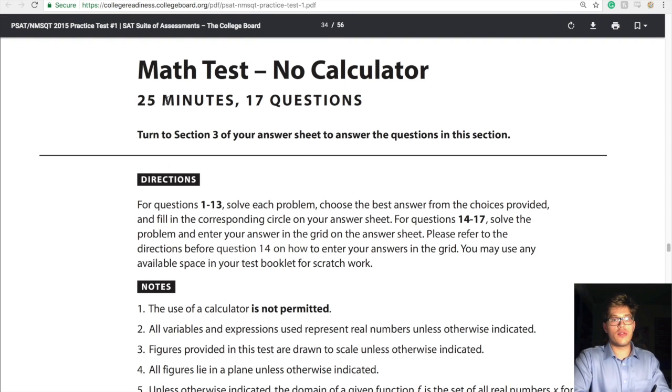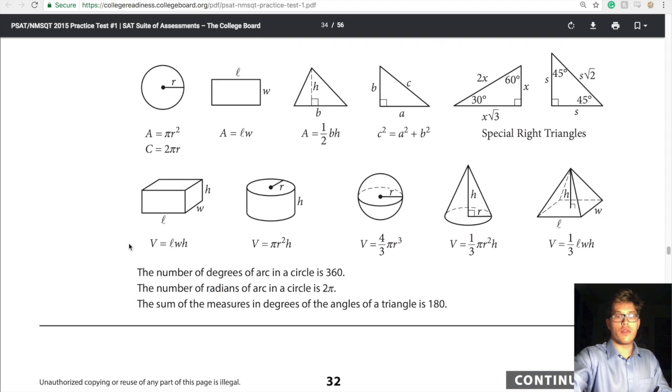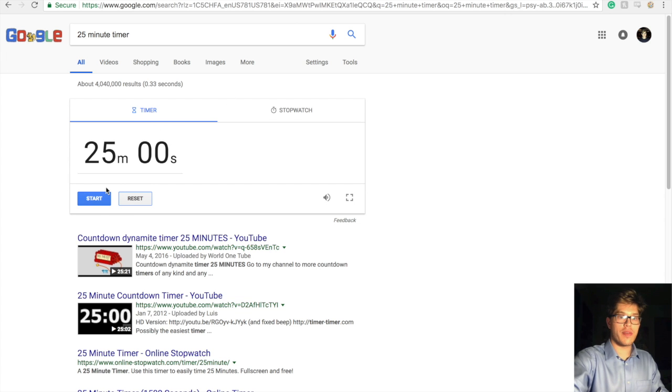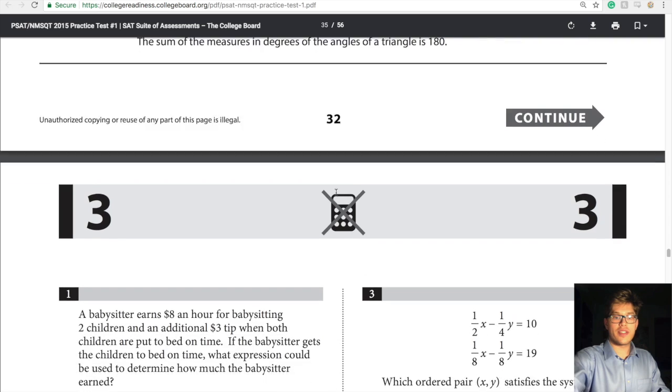This is the first page. It says math test, no calculator. We have 25 minutes for 17 questions. Whenever we scroll down, we see we have this little formula chart, and then our test begins. So let's go over here. Let's set a timer, 25 minutes. Ready, go. All right, let's get started.